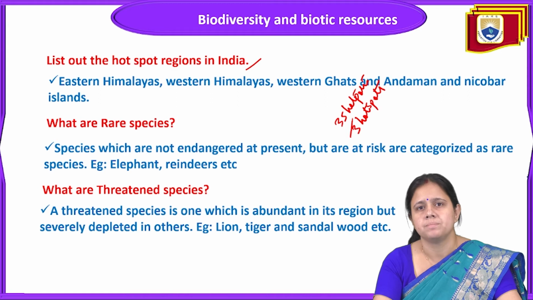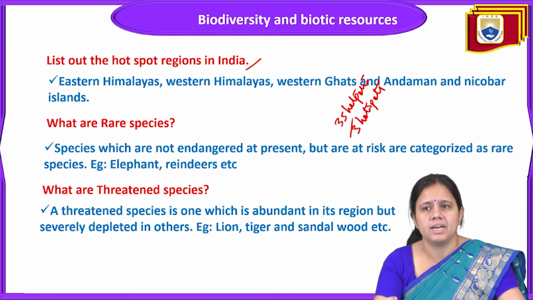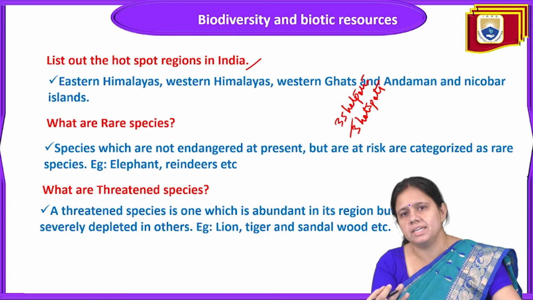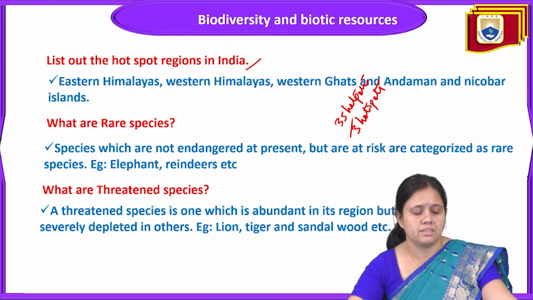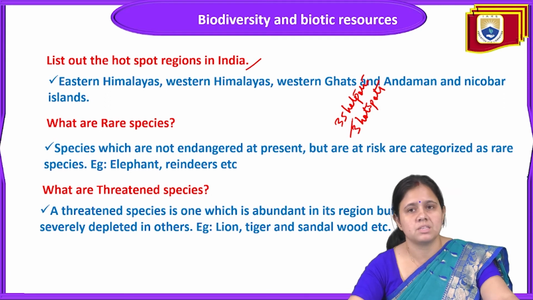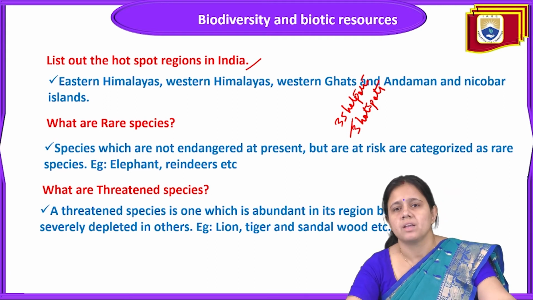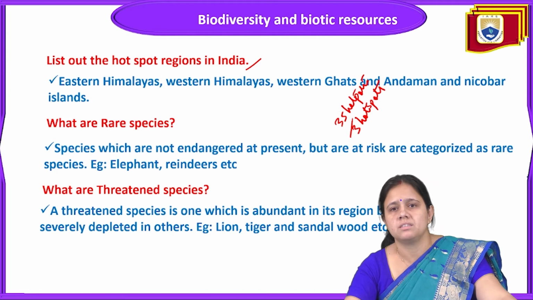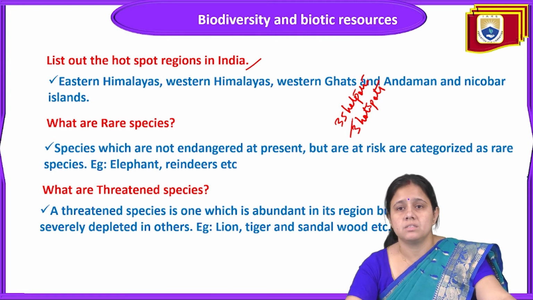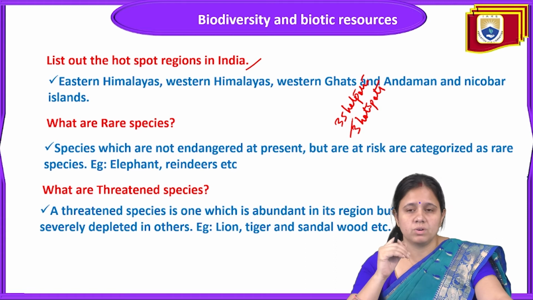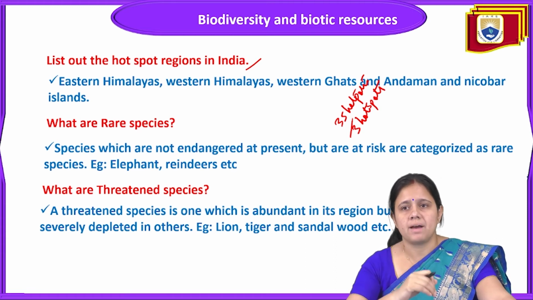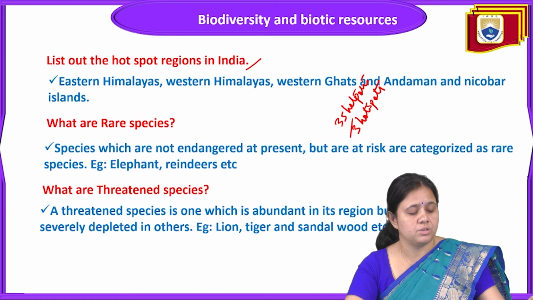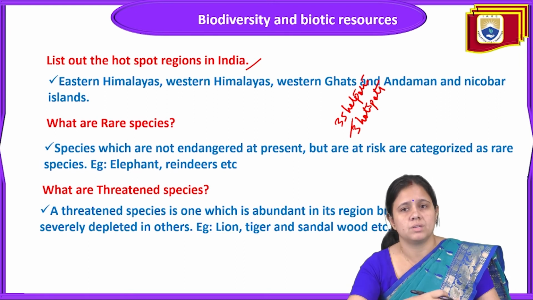Next, what are rare species? Rare species are species which are not endangered at present, but have a very high risk of becoming endangered in the coming future. Examples of rare species are the elephant and reindeer. Now comes the next question, related to threatened species. Threatened species are those species which are abundant in their region, but severely depleted in others.